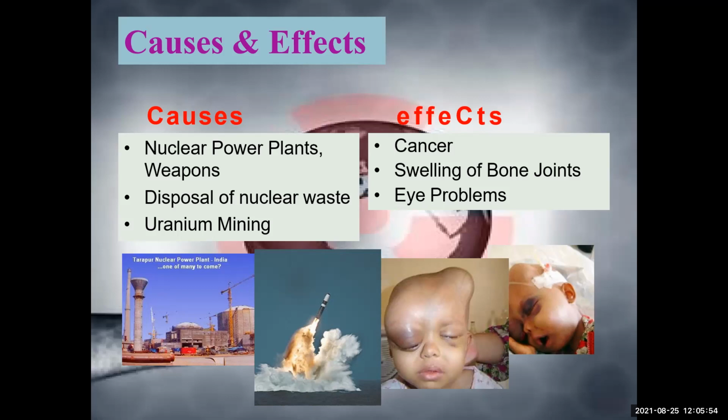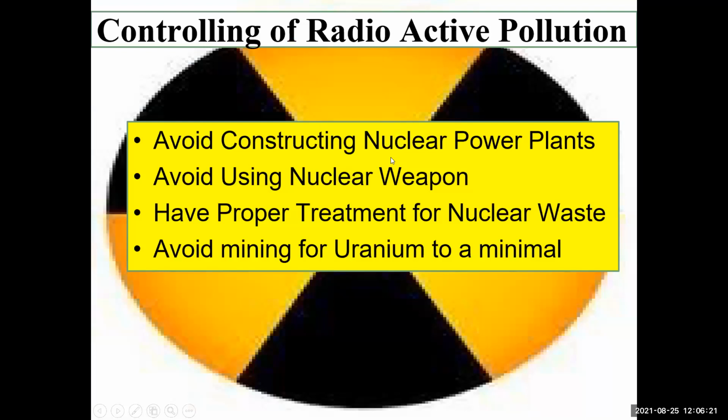Genetic mutations are an adverse effect. They lead to damage to the DNA structure, leading to genetic breakup over time, and a change in the DNA composition. There are also diseases, soil infiltration, and cell destruction. The control of radioactive pollution: avoid constructing nuclear power plants, avoid using nuclear weapons, have proper treatment for nuclear waste, and keep uranium mining to a minimum.